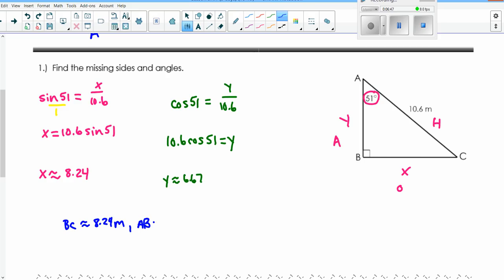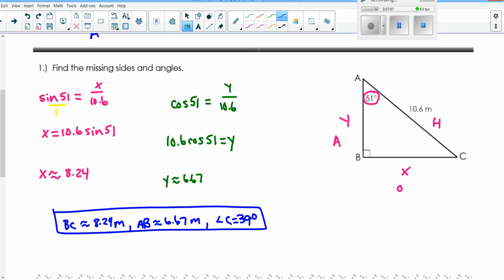AB is about 6.67 meters. And I also need angle C, which has to be 30, equals 39 degrees. Okay, and then these would be my 3 unknowns that now I know. Okay, so let's try some more practice.